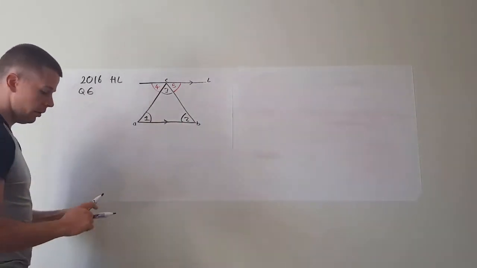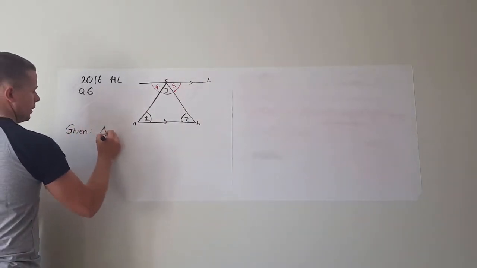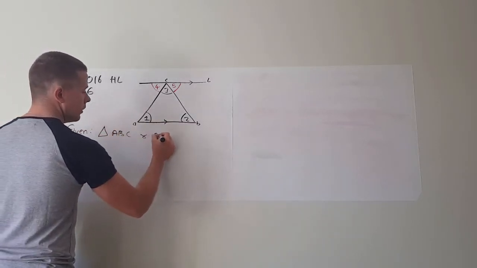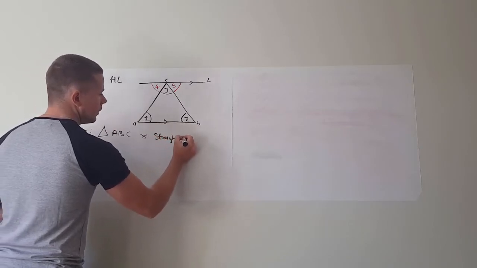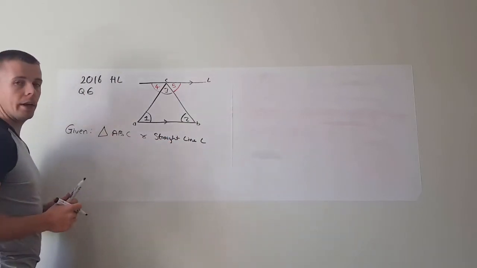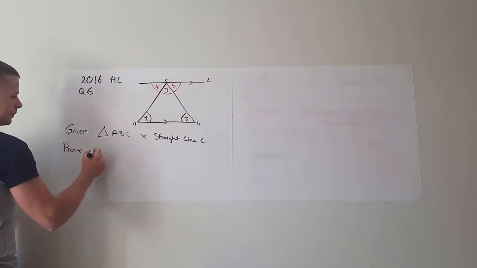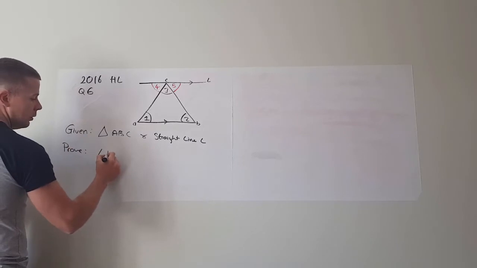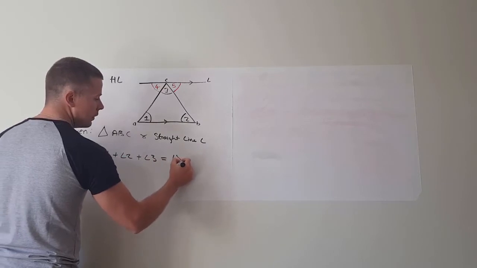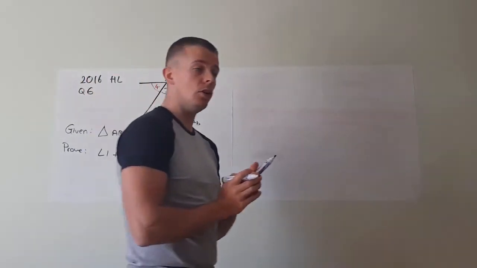So that's the diagram, right? That's what we're given. So you're given your straight line L and you're given your triangle A, B, C. That's what you're given. What do we have to prove? We want to prove that angle 1, angle 2 and angle 3, when all added together, will give 180 degrees. Alright, so what does the proof of that look like?